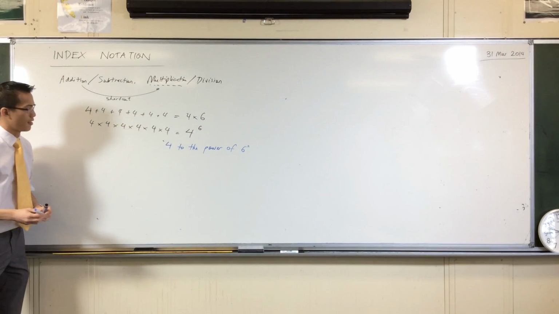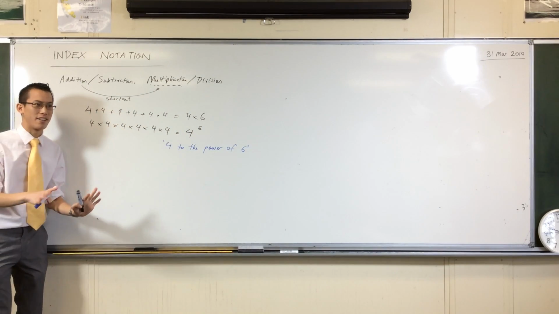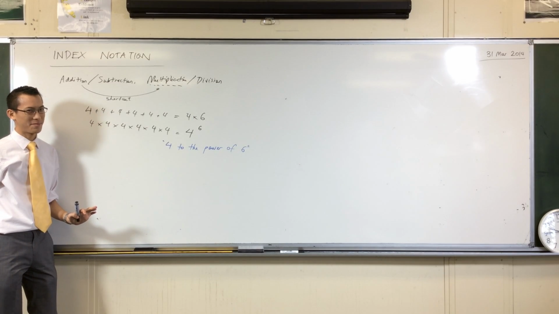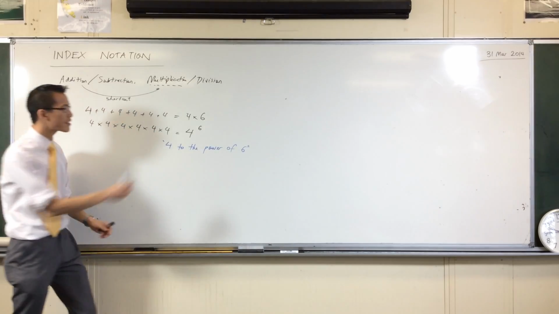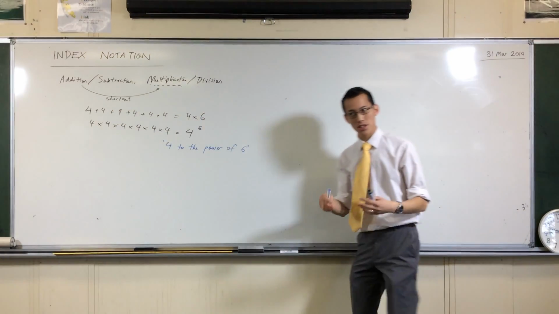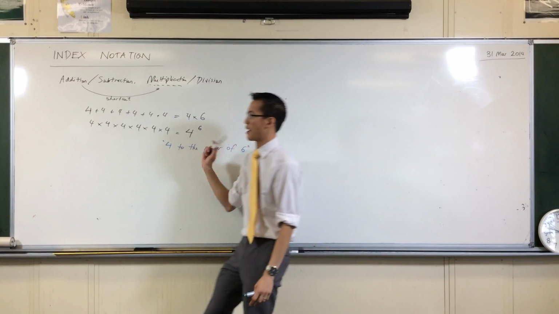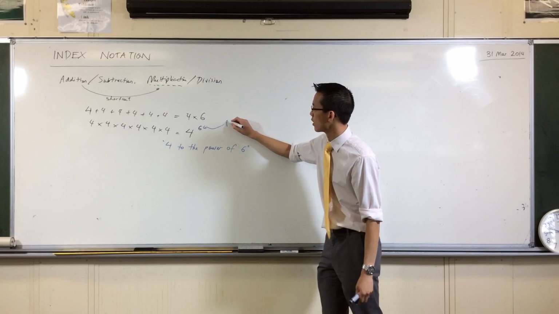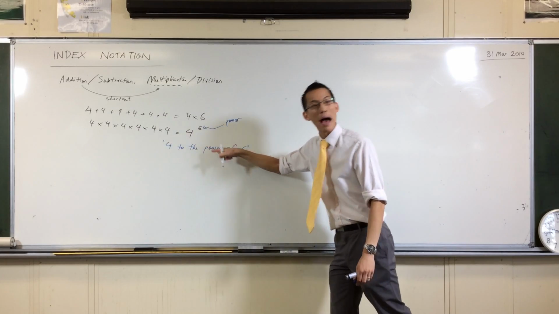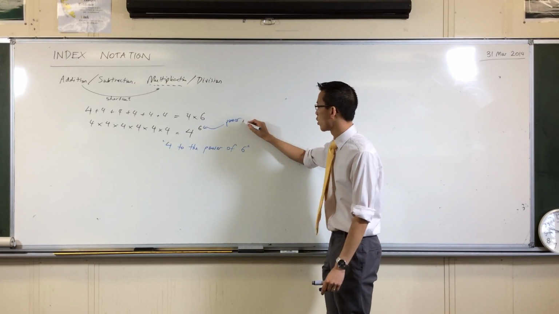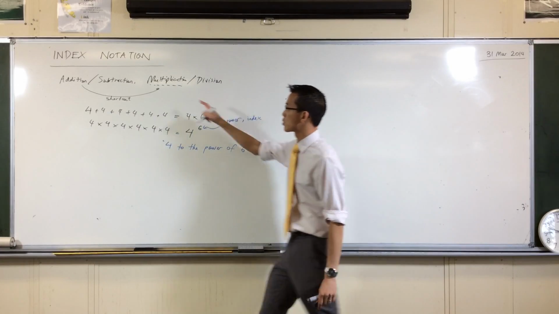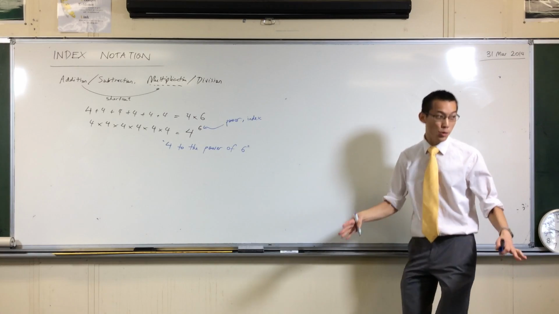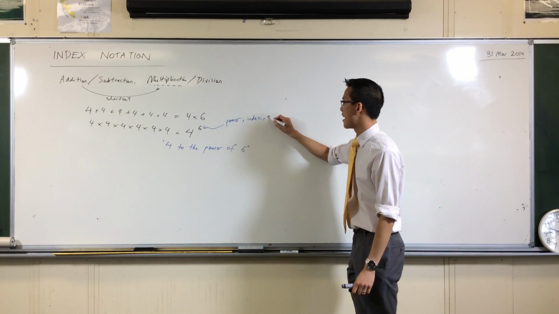Now, I just introduced a whole bunch of new things, so let's slow down. 4 to the power of 6. That's a 6 up there, which is just an abbreviation for multiply it by itself 6 times. That number there, we call it a power. 4 to the power of 6. We also call it an index. That's why it's called index notation. If you want a really super techie word, you can call it an exponent.